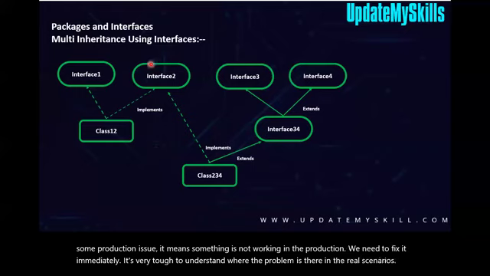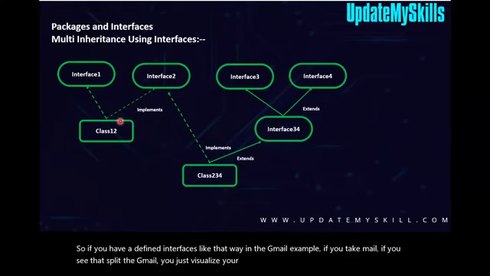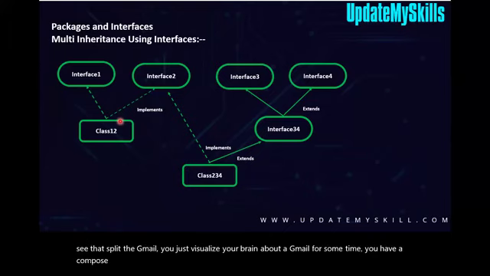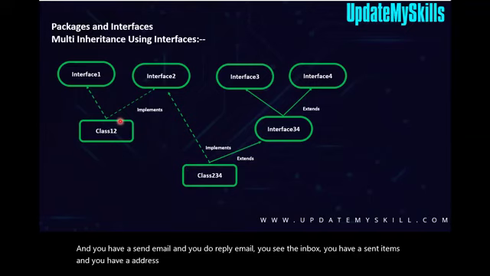So if you have defined interfaces that way, take the Gmail example. Just visualize Gmail in your brain for some time. You have compose email, send email, and reply email. You see the inbox, sent items, an address book, and settings. A lot of functionalities you use day to day in your life.